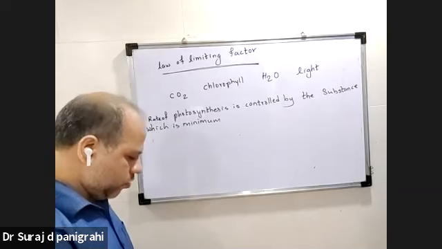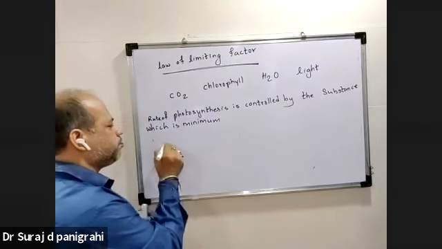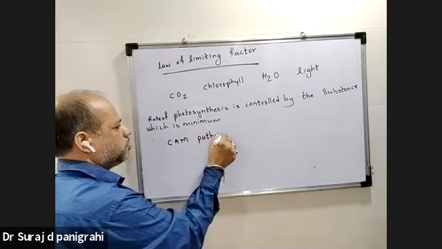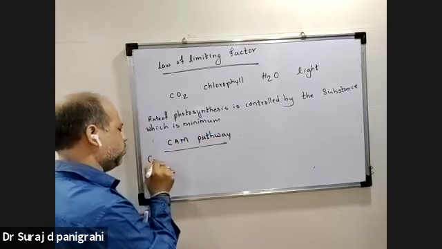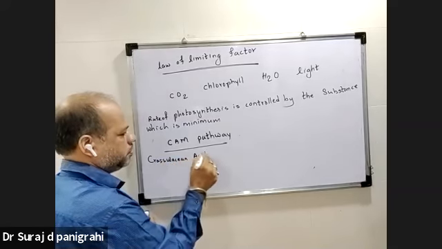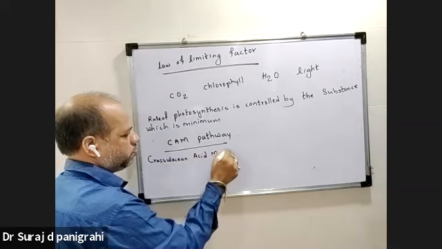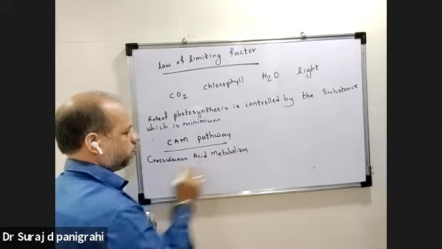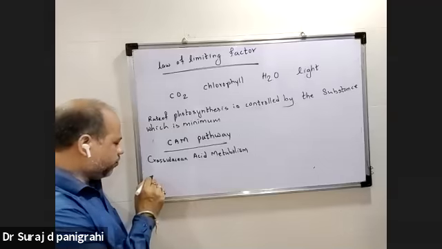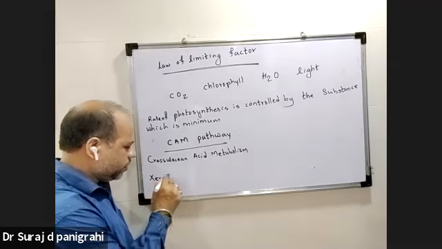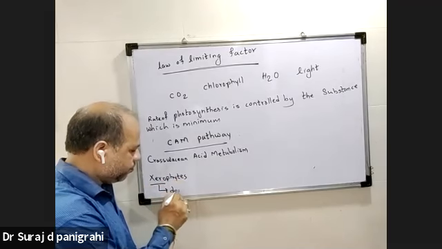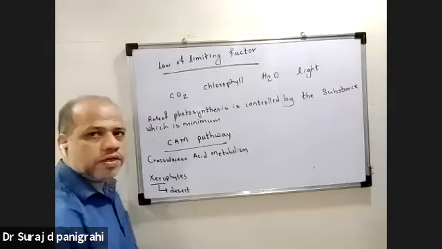Another thing I want to tell you is about the CAM pathway. CAM pathway मतलब क्या है? Crassulacean acid metabolism pathway. Now अभी इसमें क्या होता है? In case of xerophytes, the word xero means desert. Xero म्हणजे काय? Desert, वाळवंट जागा.